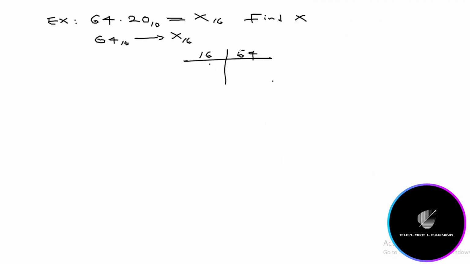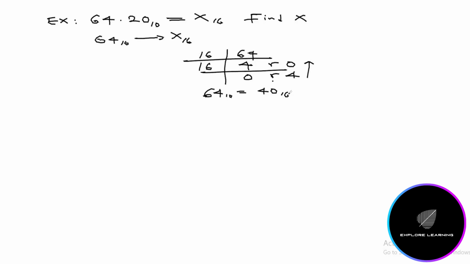So 16 into 64, that will be 4, remainder 0. So we have 16 into 4, that is going to be totally impossible. So it's going to be 0, remainder 4. So we take the result from bottom to top. So at this point, we can say that 64 base 10 is equal to 40 base 16. So that has been established.